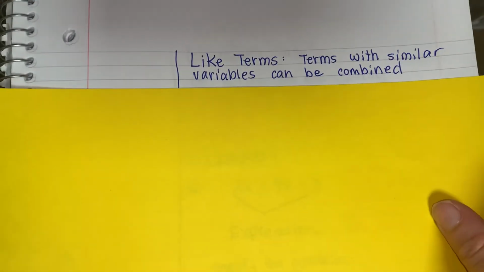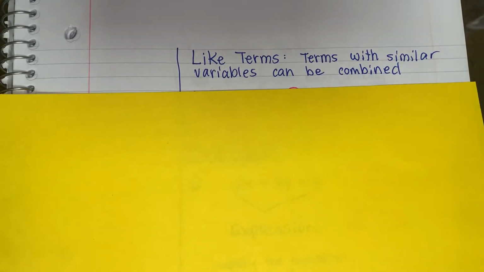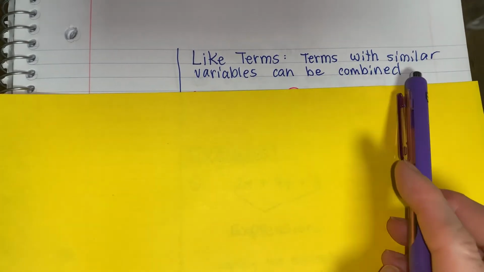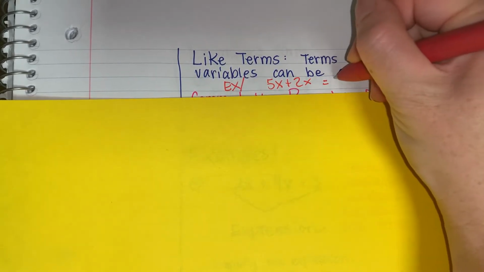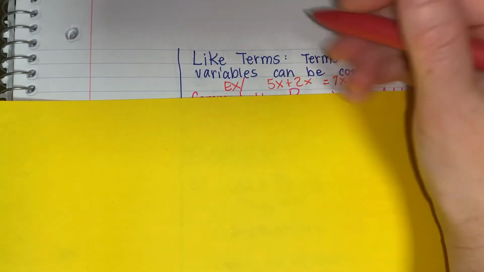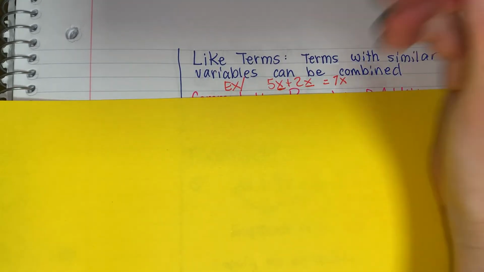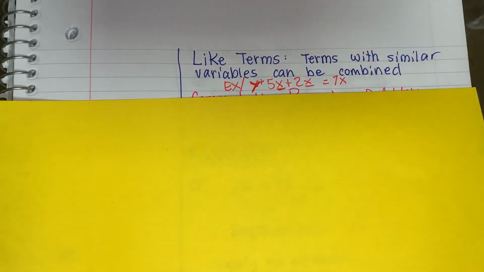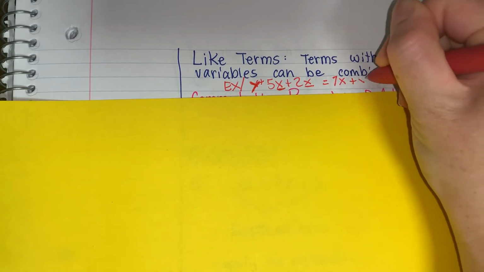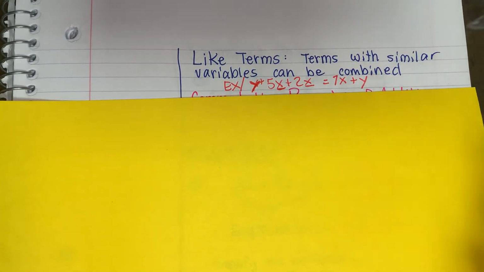We've already talked about like terms when we did that in and out activity. We combined orders. So we talked about cheeseburger and cheeseburger make 2 cheeseburgers. Terms with similar variables can be combined. So let's look at an example. 5x plus 2x, that's the same as 7x. You can combine. They have the same variable. If we added a y in there, it would be 7x plus y. You cannot add the y and the x's together.